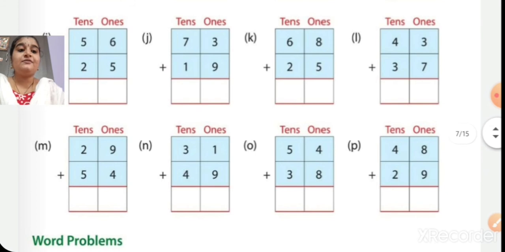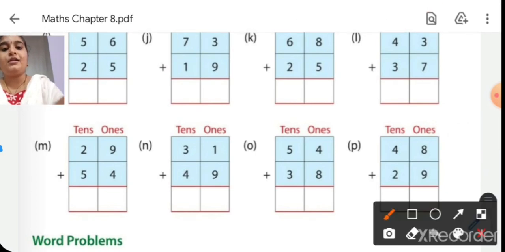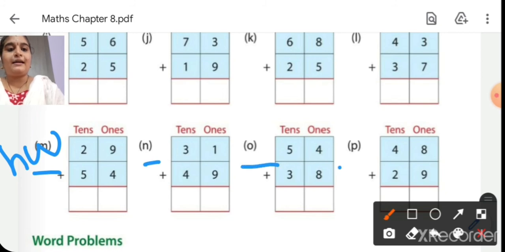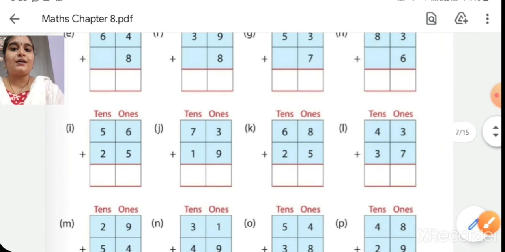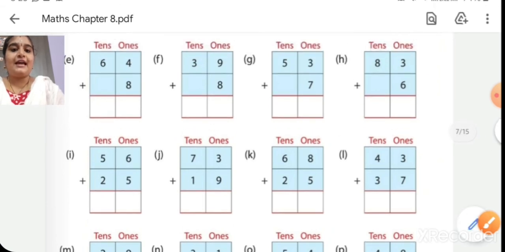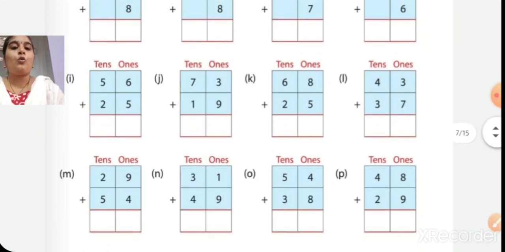Yes, these 4 questions are going to be your homework. M, N, O and P. Okay. You are having 8 sums homework. E, F, G, H and M, N, O, P.